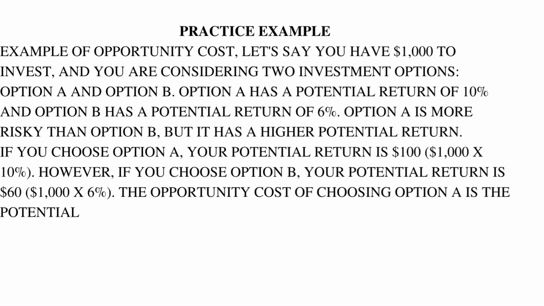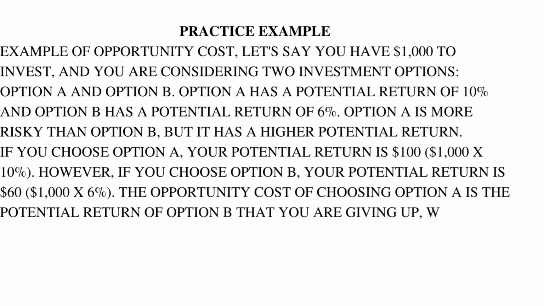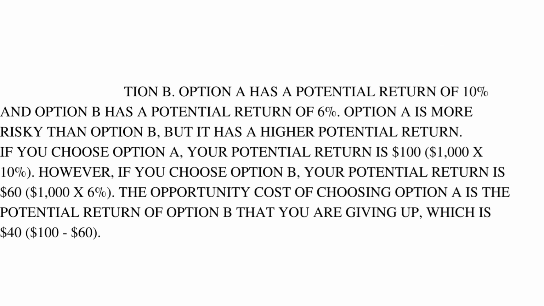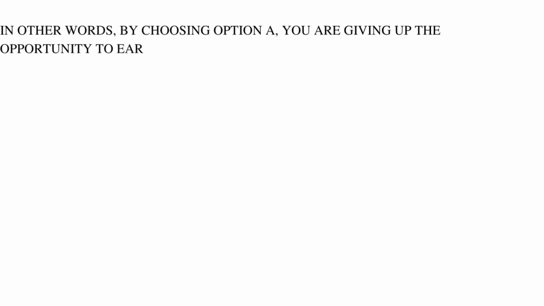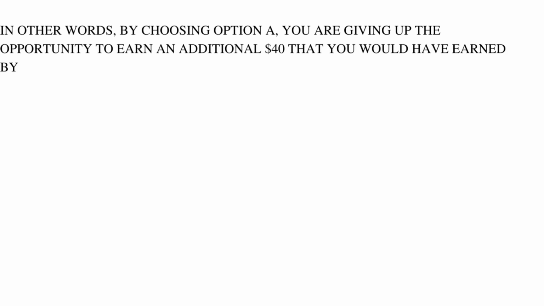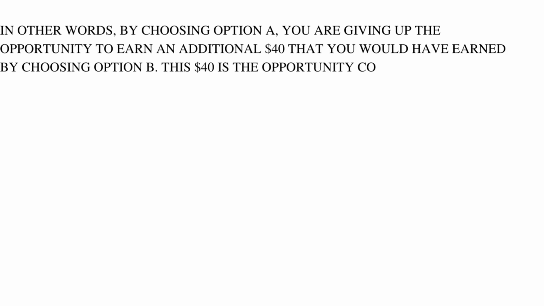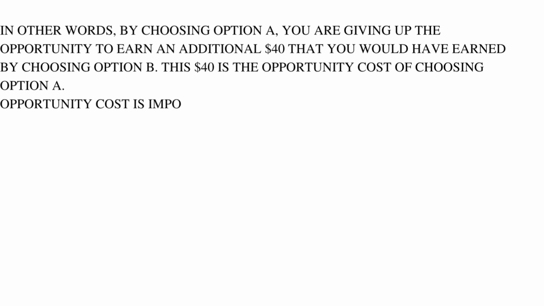The opportunity cost of choosing option A is the potential return of option B that you are giving up, which is $40, $100 minus $60. In other words, by choosing option A, you are giving up the opportunity to earn an additional $40 that you would have earned by choosing option B. This $40 is the opportunity cost of choosing option A.